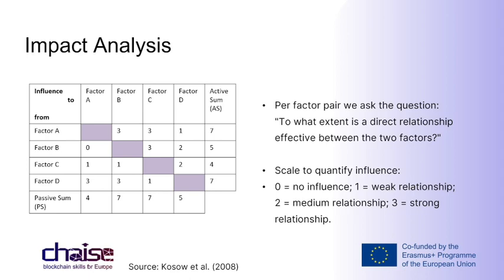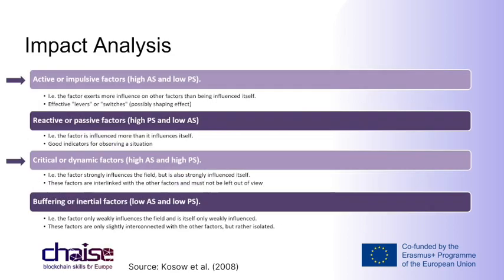Then we rate each factor within a scale of 0 to 3 to quantify influence. 0 is no influence, 1 is weak relationship, 2 is medium relationship, and 3 is a strong relationship. All combinations are scored, leaving the center diagonal of the matrix blank. Then row and column sums are calculated. The row sum is the active sum, AS, and the column sum is the passive sum, PS. Active or impulsive factors have a high active sum and a low passive sum.